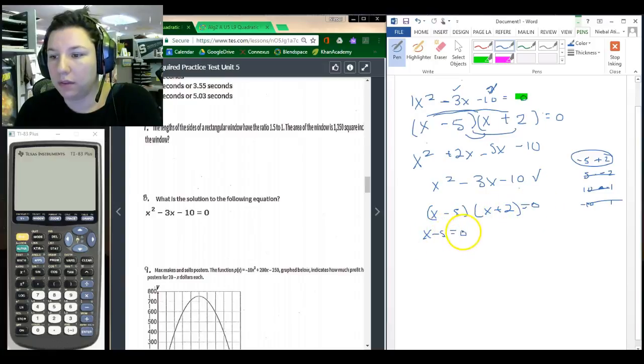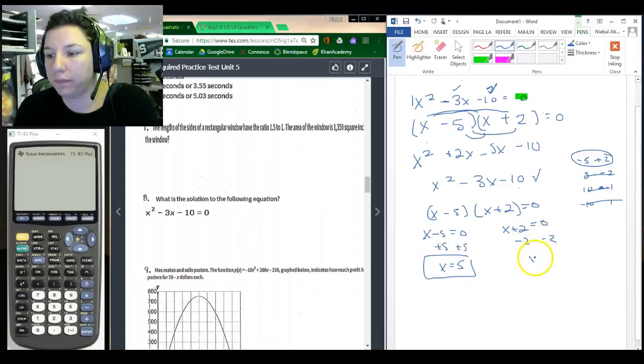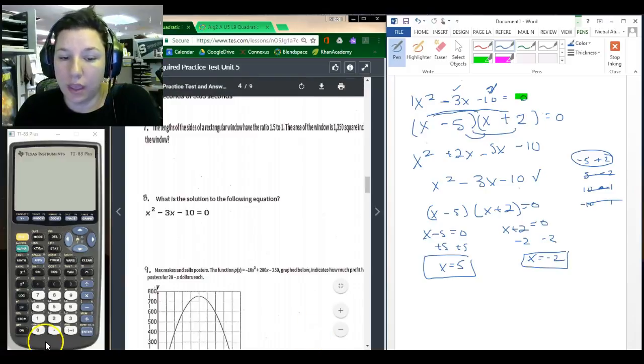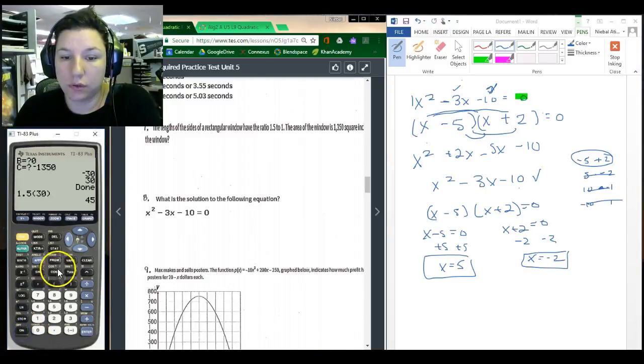And we have x minus 5 equals 0 and x plus 2 equals 0. Solve for x. So x equals 5. X equals negative 2. And again, you also could use the quadratic formula for this. A would be 1, B would be negative 3, C would be negative 10.